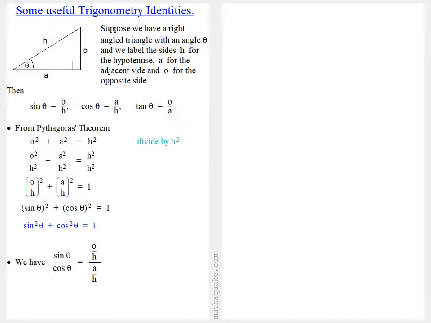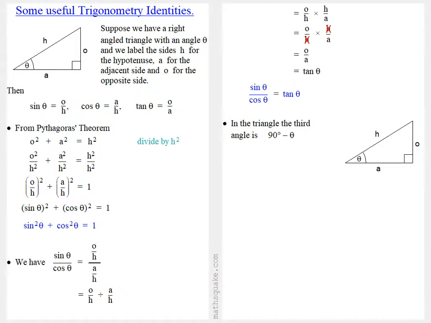If we start again, we've got sine theta over cosine theta is equal to O over H all over A over H. In other words, O over H divided by A over H. Well, if we're dividing fractions, we invert the second one and make it multiply. So this is O over H times H over A. Now the H's cancel, and so we're left with O over A, which is equal to tan theta. And so we have the second result, sine theta divided by cosine theta is equal to the tangent of theta.